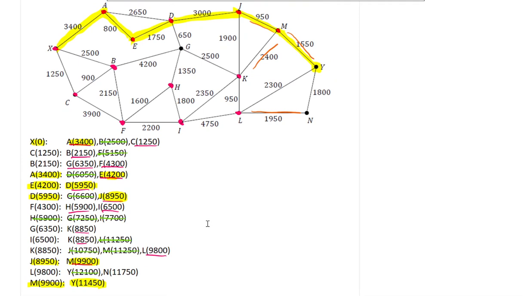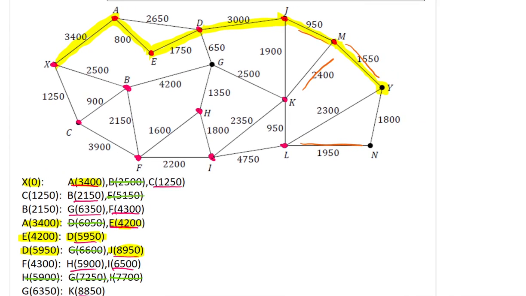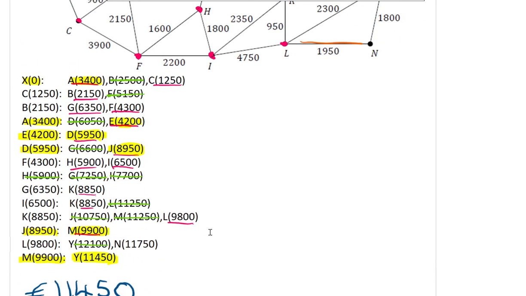I don't know which method I prefer. I think I prefer working on the graph, but we do have to have some way of showing the work we've done, and this kind of writing out the distances from each point as we get to them is probably the most sensible way of doing things.